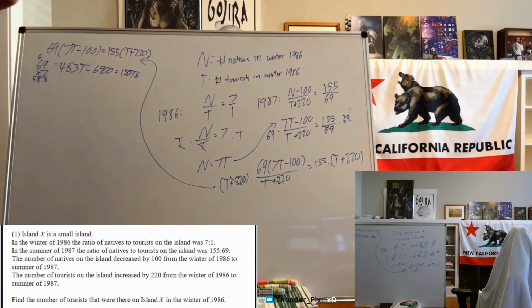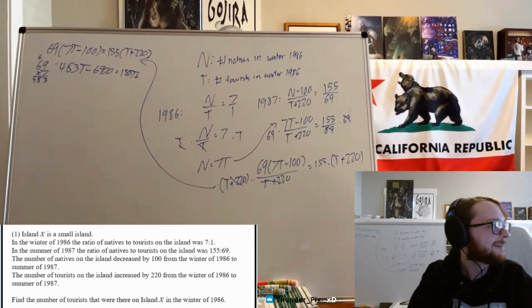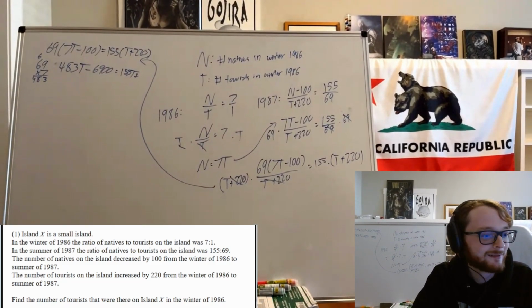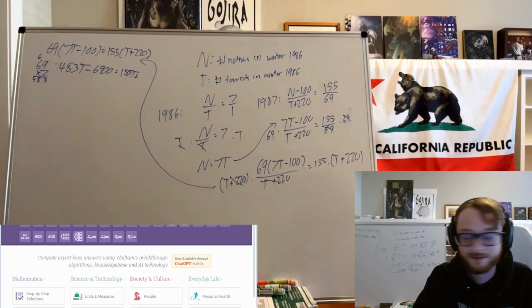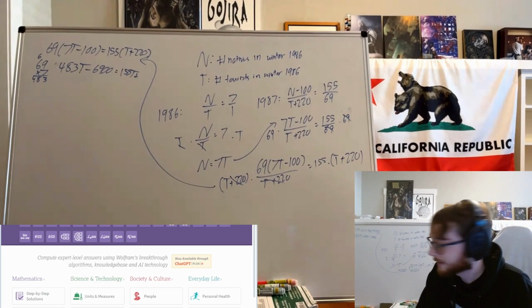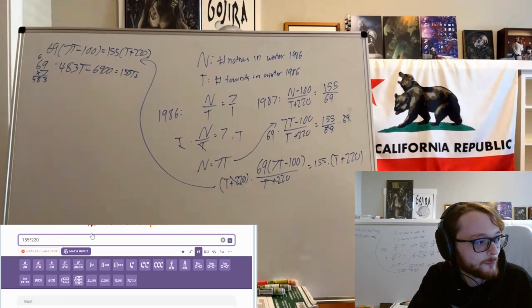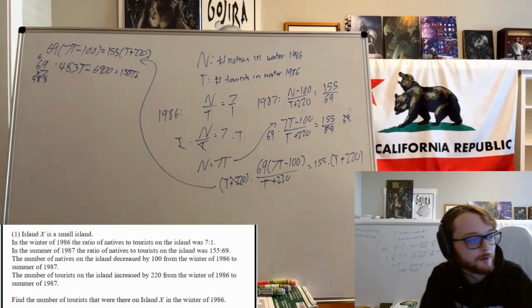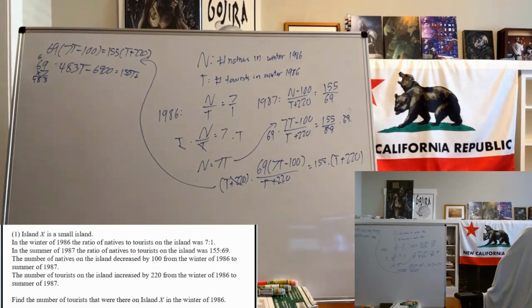Okay, now I'm not doing that by hand too. 155 times 220. I don't know why I can't write numbers today. 34,100. Okay. 34,100, I guess. Same thing.